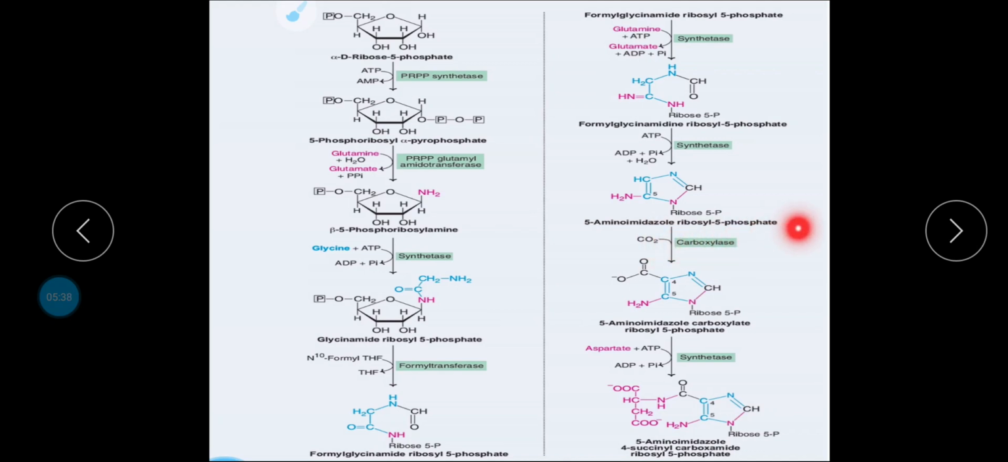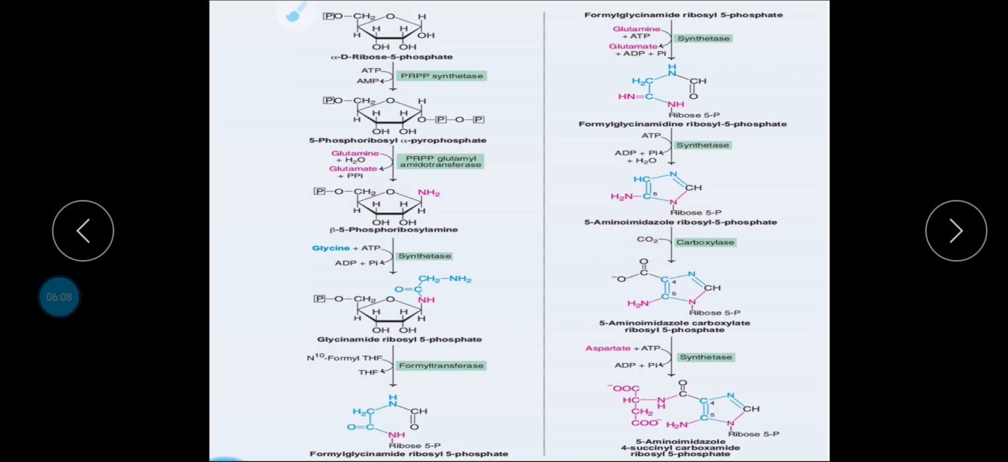5-aminoimidazole ribosyl 5-phosphate then undergoes carboxylation. Carboxylation means entry of carbon dioxide. This carbon dioxide with the help of enzyme carboxylase gets attached to the fourth carbon of this imidazole ring to form 5-aminoimidazole carboxylate ribosyl 5-phosphate. This imidazole gets converted to 5-aminoimidazole carboxylate.